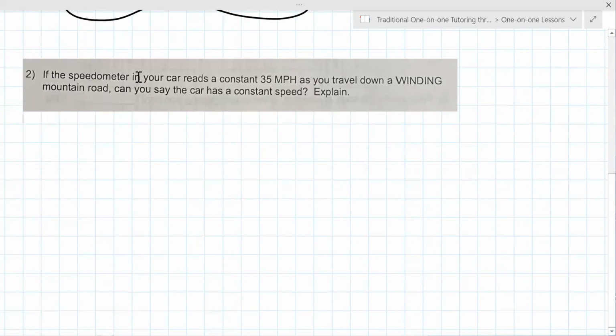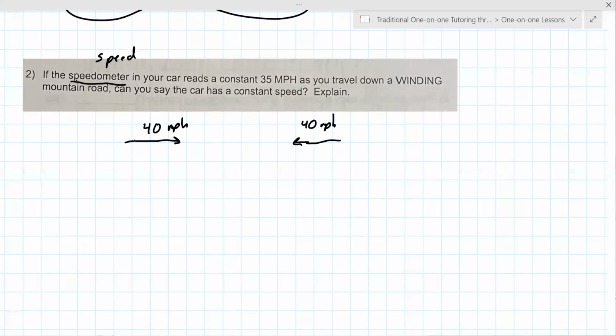If the speedometer in your car, first of all, the speedometer in your car measures speed. Because if you're going this way in your car and I'm going this way in my car, yours says 40 miles per hour and mine says 40 miles per hour. It doesn't say negative and negative or negative and positive, right? So speed doesn't take into account direction. So if your car reads a constant 35 miles per hour as you travel down a winding mountain road, can you say the car has constant speed?